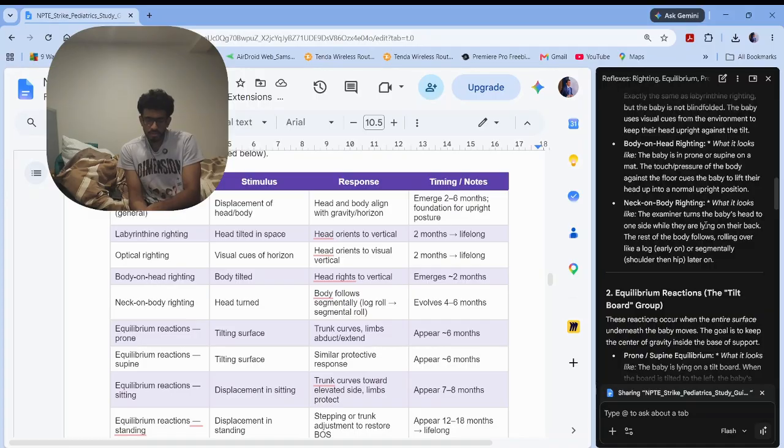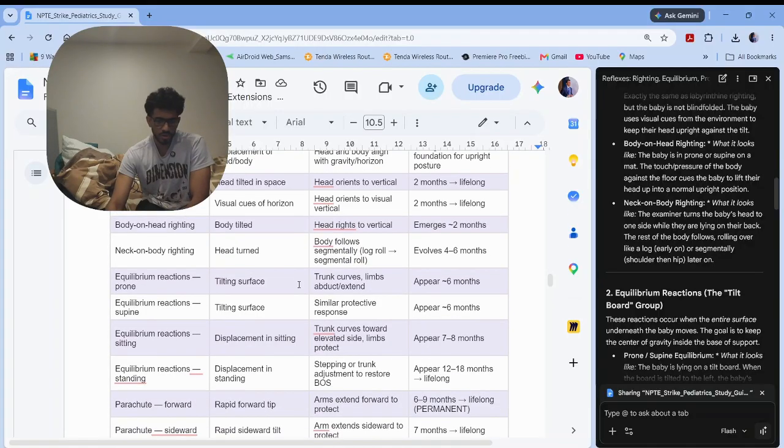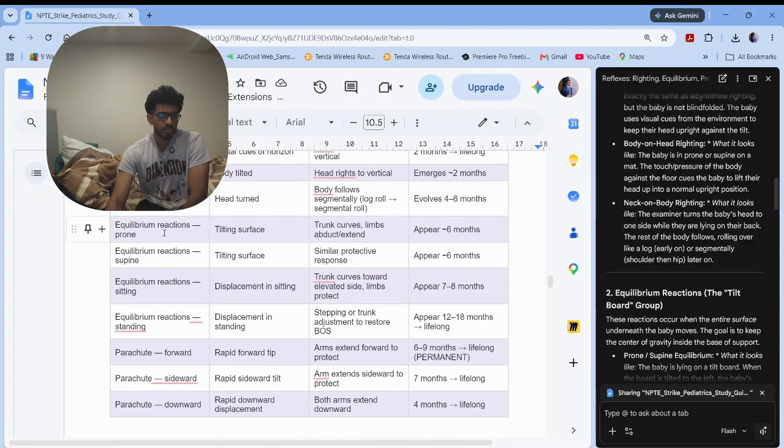While they are lying on their back, right? So the baby is lying down and you turn the head to one side. Once you turn only the head to one side, the body will follow that head, like a rolling over. That is called neck on body.